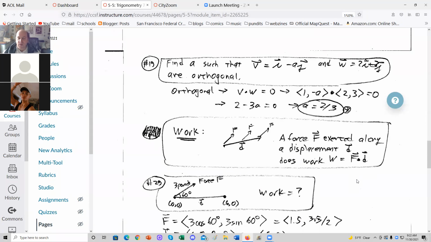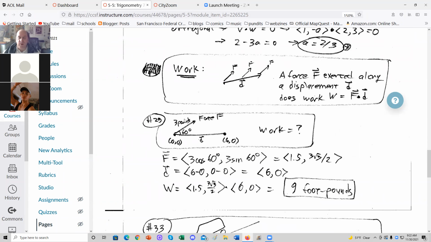So F dot D. For example, you have a force of 3 pounds at an angle of 60 degrees operating over 6 units. What's the work? Okay, it's simple enough. Force is 3 pounds at 60 degrees, so it's 3 cosine 60, 3 sine 60. After some work, it's 1.5, 3 root 3 over 2. D, the displacement, is from 0, 0 to 6, 0, so it's 6, 0. So the dot product is 1.5, 3 root 3 over 2, dot 6, 0. The second component cancels out. 1.5 times 6 is 9. So its work is 9 foot-pounds. That's the measure of work.